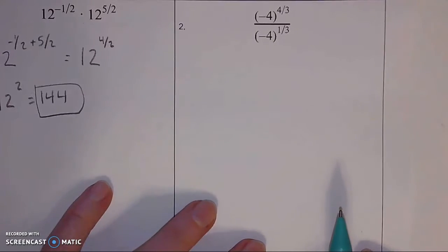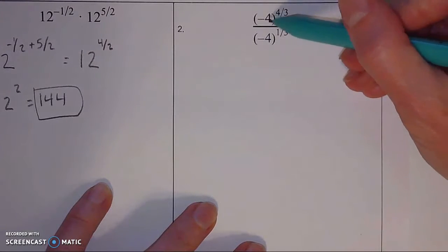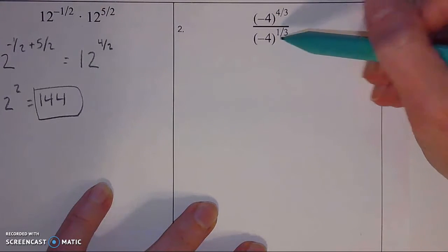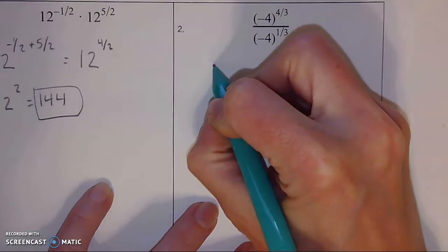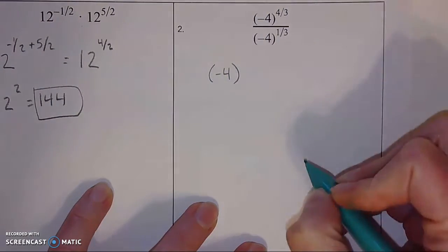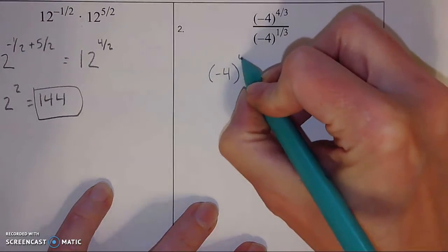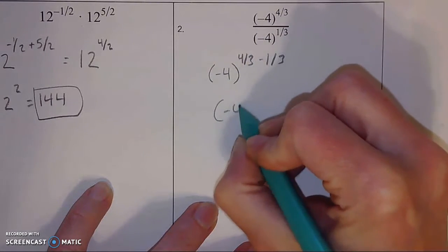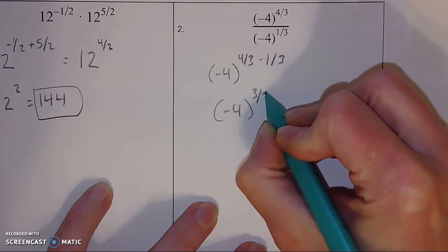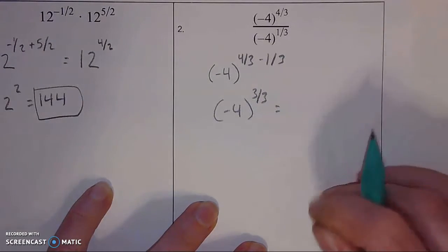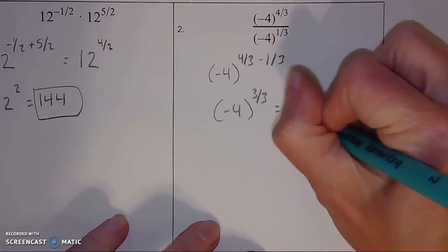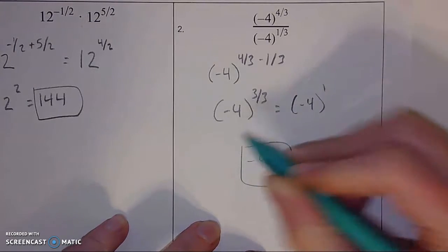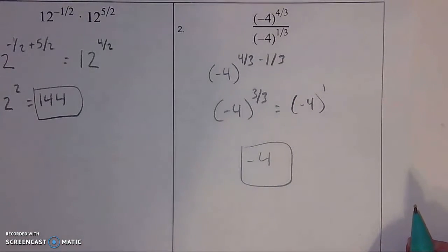So going over here to the second one, I see that I have the exact same base and different exponents, but I am dividing, so I'm actually going to subtract. So make sure when you do it, though, that you take that entire base, that negative 4. And then it's going to be 4/3 minus 1/3, which is going to be a negative 4 to the 3/3, and then negative 4 to the 3/3. Same thing as saying negative 4 to the first, which is just a negative 4. So no need to change those exponents.